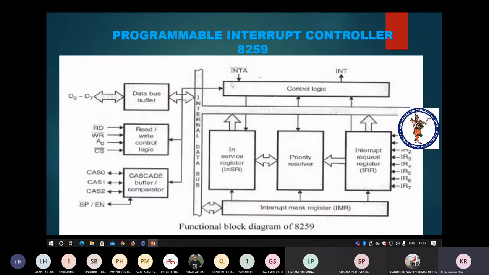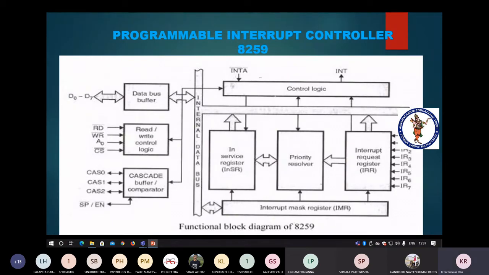Suppose device 1 is connected to NMI, device 2 is connected to INTR. Or device 1 is connected to INTR, device 2 is connected to NMI. It means always, which one provides the service first, NMI or INTR? NMI. The reason is NMI is the non-maskable interrupt, which is the highest priority. So always the priority is given to the device which is connected with NMI.